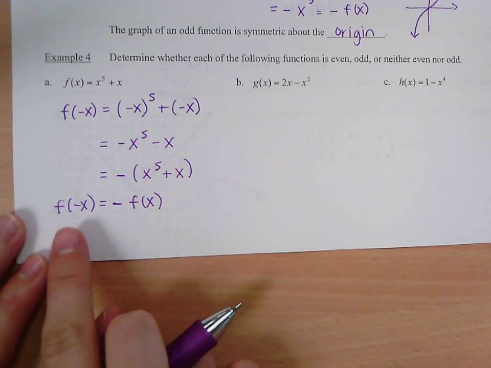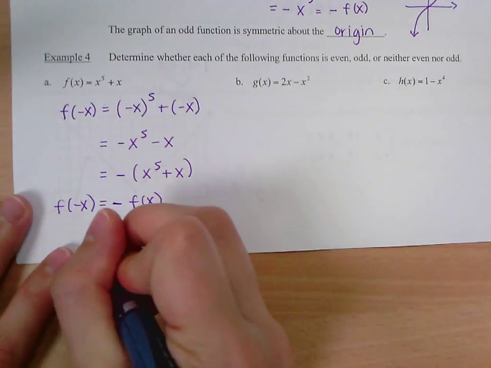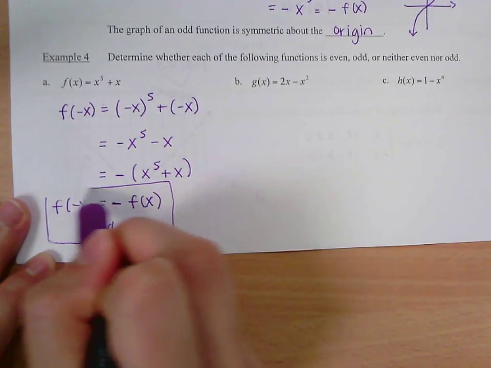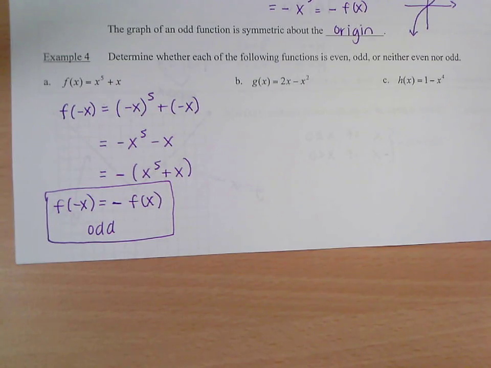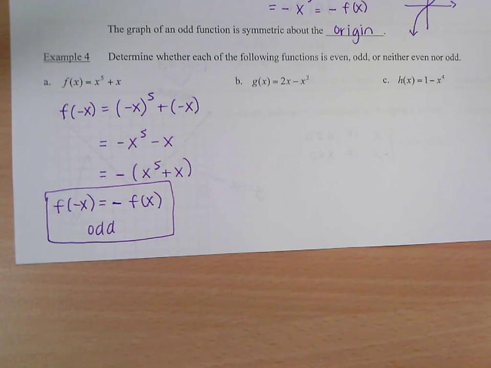So because f of negative x is equal to the opposite of f of x, this is an odd function. Okay, so answer B and C, just look at those two functions, determine if they are even, odd, or neither. And we'll check those quick.